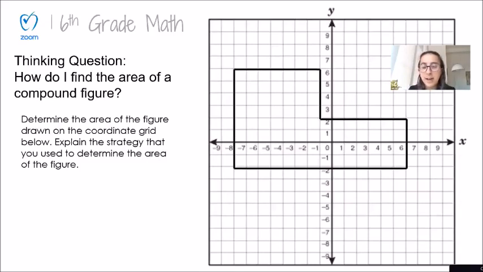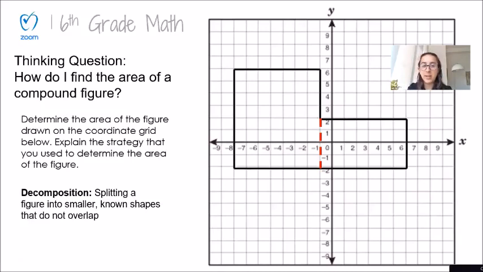As I look at this shape, I see that I could actually split this shape into two. And what that then gives me is two rectangles. That's helpful to me because I have a formula in order to find the area of a rectangle. What I just did is called decomposition. And you can see the definition on the screen. It says splitting a figure into smaller known shapes that do not overlap. Notice how my two rectangles here, rectangles A and B, do not overlap. However, rectangles A and B together make up the entire figure that I originally had on my screen.